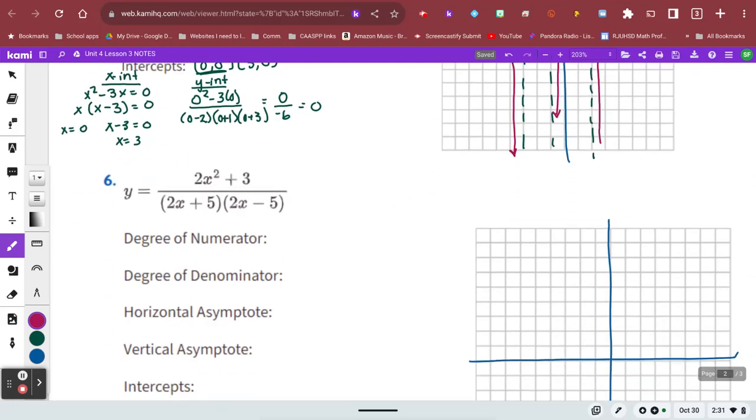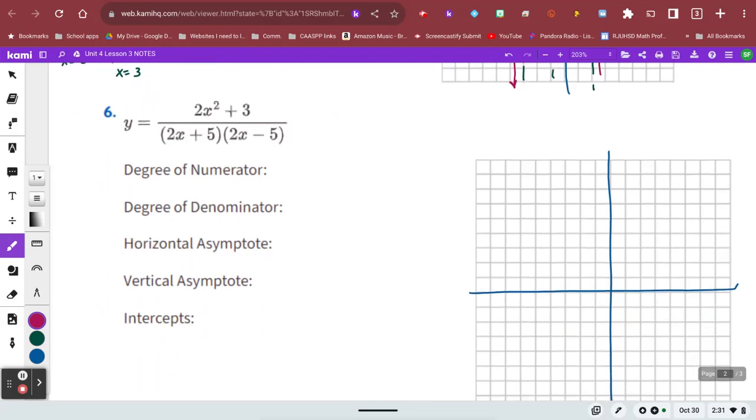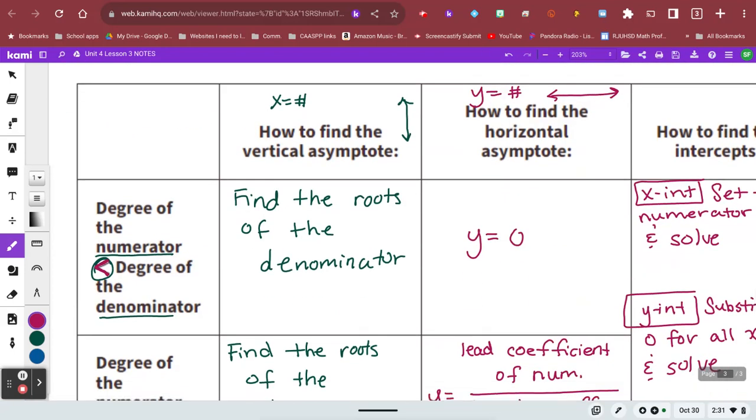All right, and this one I'm actually going to have you guys try on your own. Good luck. Make sure you write down all of this on that second page.